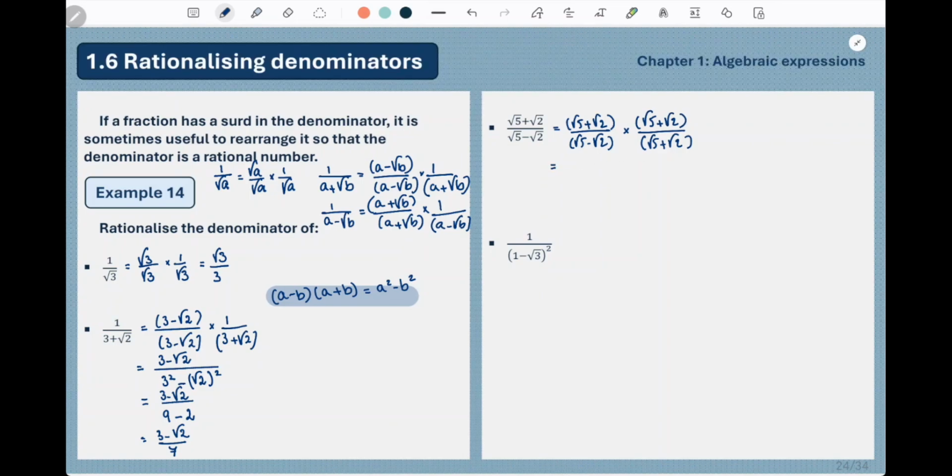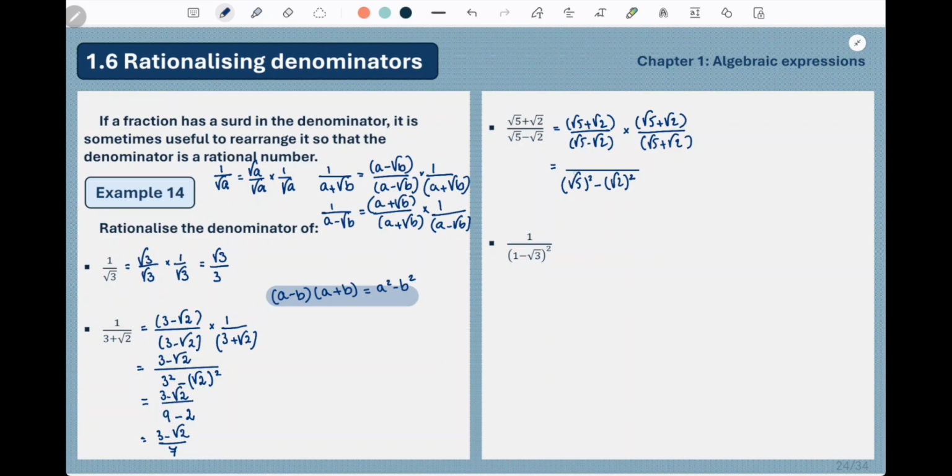Again, I said we can use this. This is very useful instead of doing the whole expansion. So in this case, a is square root of 5, and b is square root of 2. Okay, so you can see this is matching it exactly. So square root of 5 squared minus square root of 2 squared.